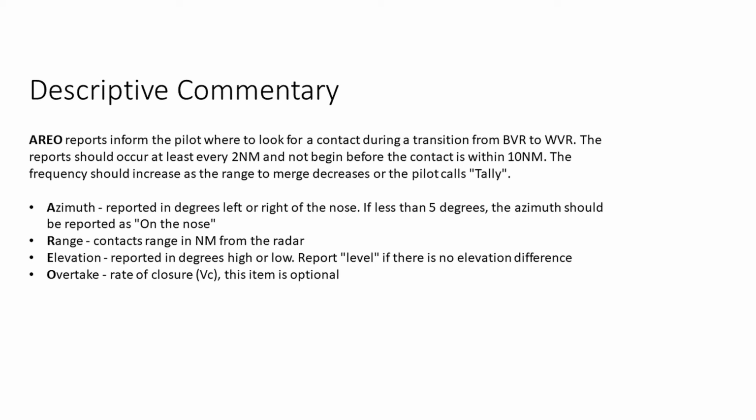Sitting in the back seat, you often have much better situational awareness than the pilot, and if you're going into a merge, you can use arrow so that the pilot knows exactly where to look. His eyes are already right where the hostile is going to pop into view when they get close enough. Azimuth is reported in degrees left or right of the nose, and we know now that is our ATA. The range is the contact's range, just looking at your radar. Elevation, you can just say high or low, or level if they're at the same level, and overtake is the rate of closure.